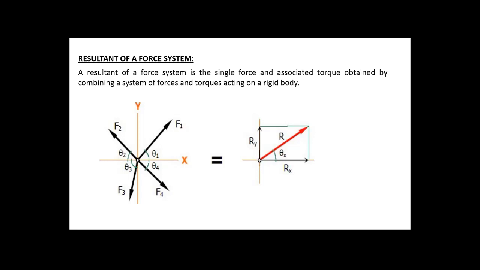So this is a system of forces. A force F1 is acting in this direction, making an angle theta 1 with the horizontal. Force F2 makes an angle theta 2 with the horizontal. Force F3 makes an angle theta 3 with the horizontal, and force F4 makes an angle theta 4 with the horizontal. Now this whole system of forces is converted into a single force, that is R, the resultant of the forces, which acts in this direction making an angle theta x with the horizontal.